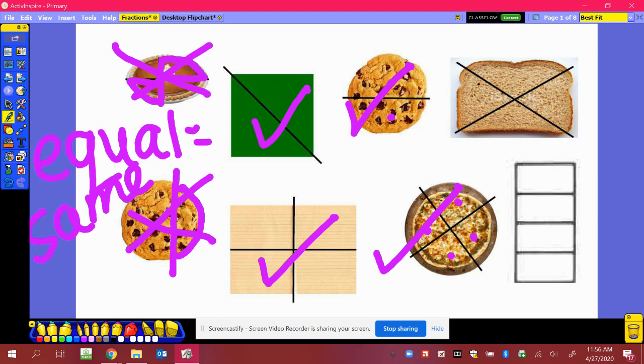But let's look at the sandwich up top. We have 2 short pieces on the side, but the top and bottom pieces are kind of big. And so that does not have equal parts. They are not the same size. And then if you look at the rectangles, there's 4 tiny rectangles inside the large rectangle. But all of these rectangles are the same size. So yes, they have equal parts.